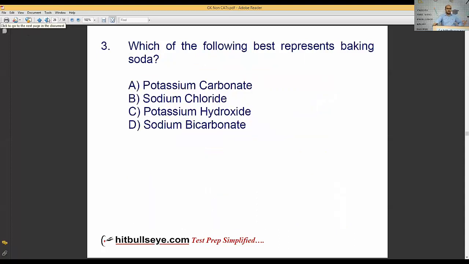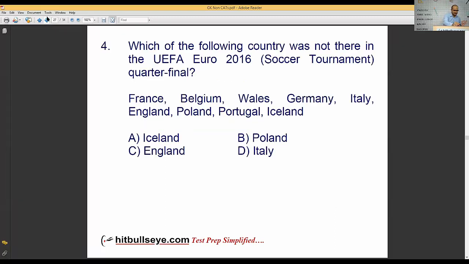Next, a question from science and technology, and that too a very simple and a basic one. So all the engineers would be very happy to see this. Okay, so most of you are getting this answer correct. It is, of course, sodium bicarbonate.